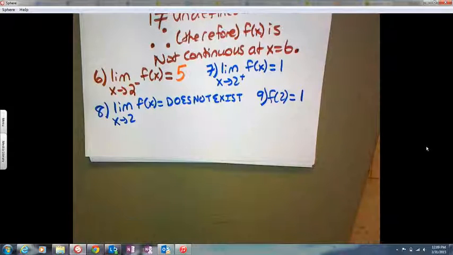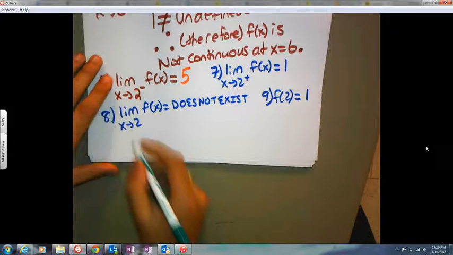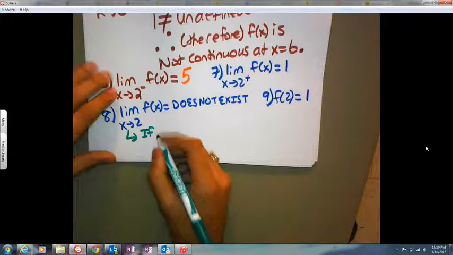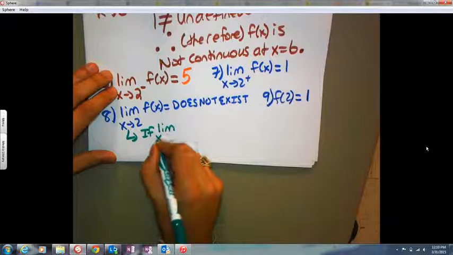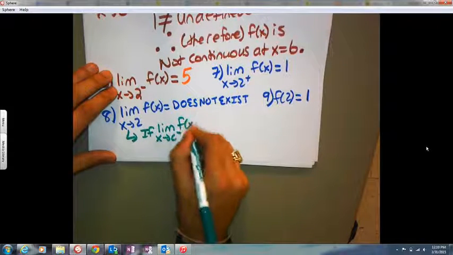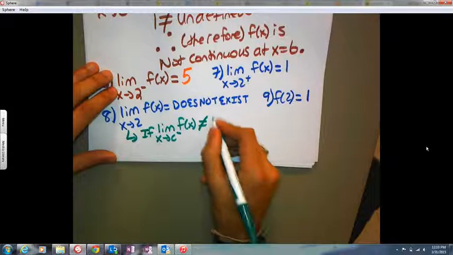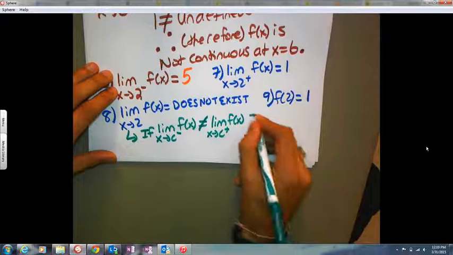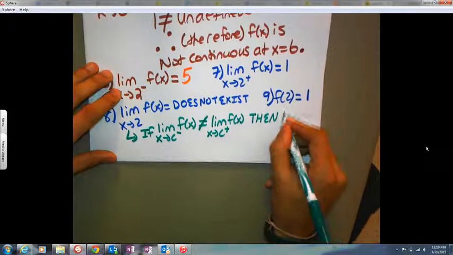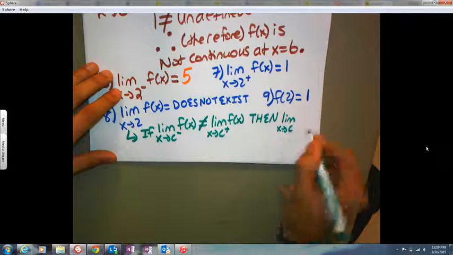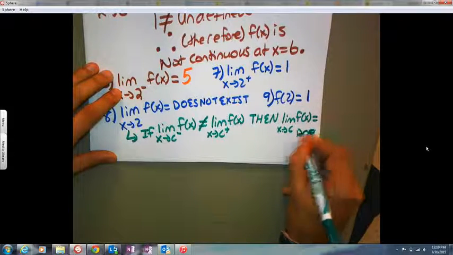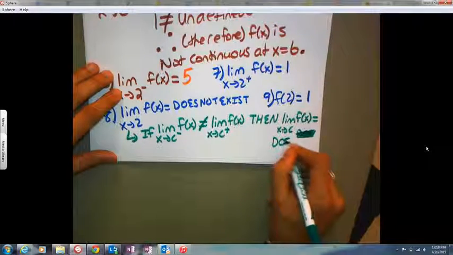Now on number 9, we can introduce a new rule. The rule on number 8, sorry: if the limit as x goes to c from the left does not equal the limit as x goes to c from the right, then the double-sided limit does not exist.